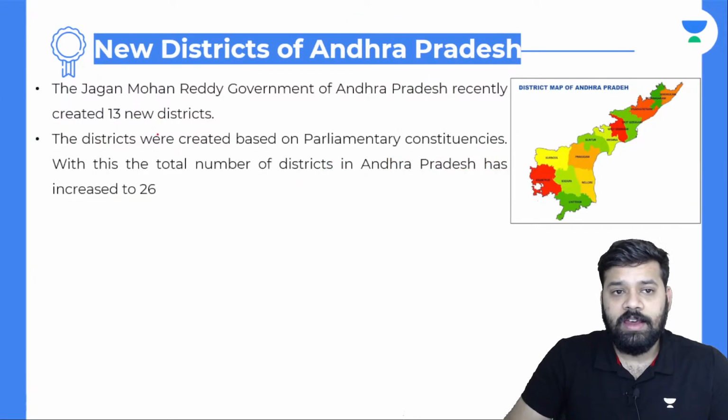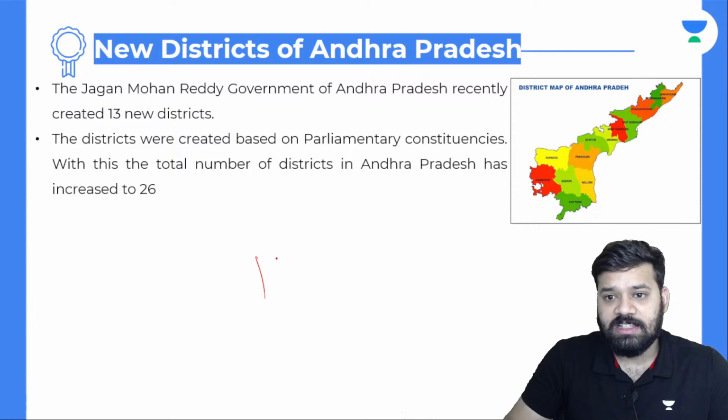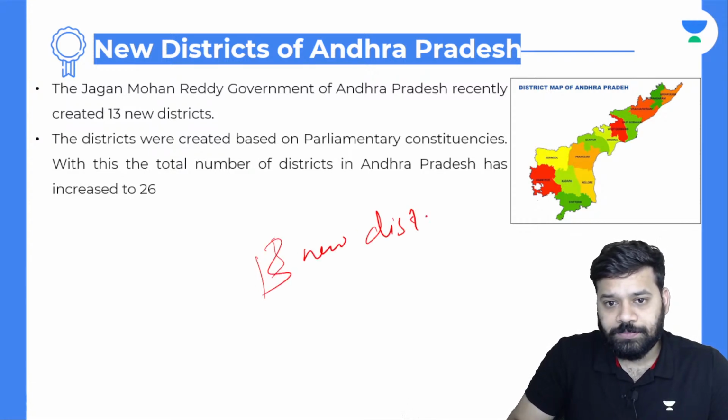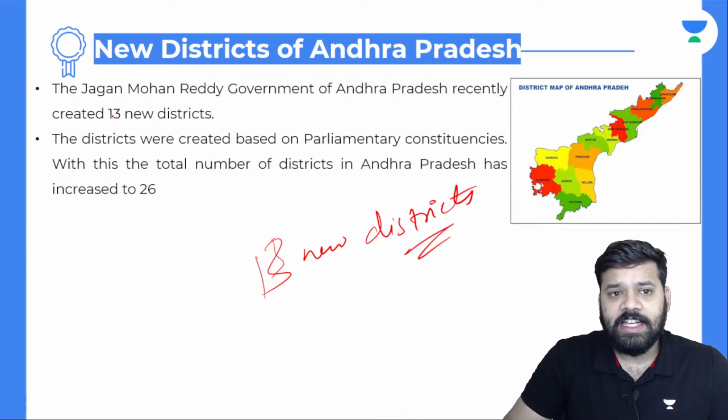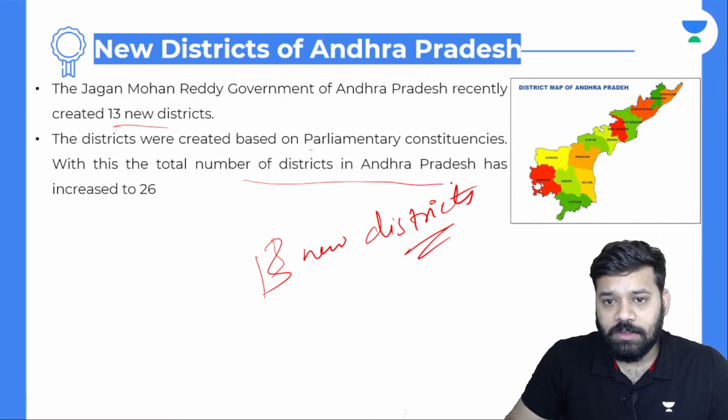Going forward, the next topic is new districts of Andhra Pradesh. Andhra Pradesh has recently increased the number of districts. It has got 13 new districts. So let us have a look at it in detail. The Jagan Mohan Reddy government of Andhra Pradesh recently created 13 new districts. The districts were created based on the parliamentary constituencies. With this, the total number of districts in Andhra Pradesh is 26.